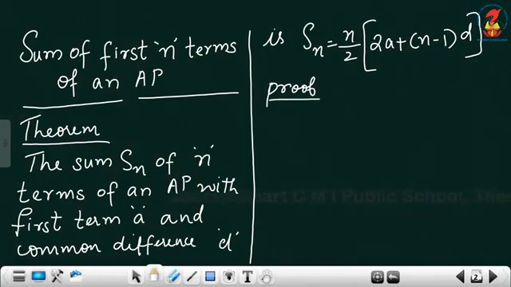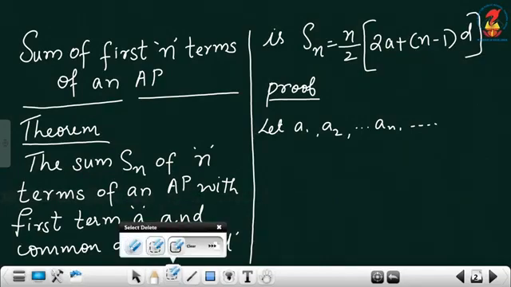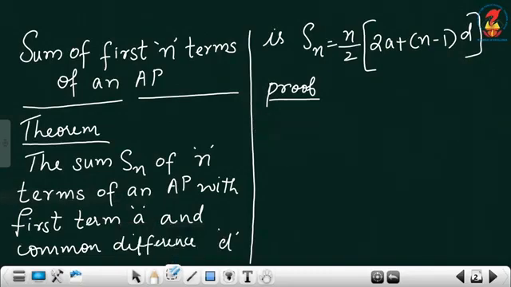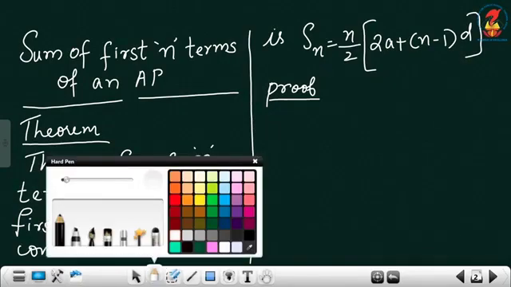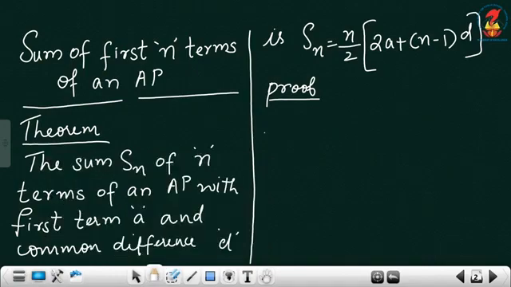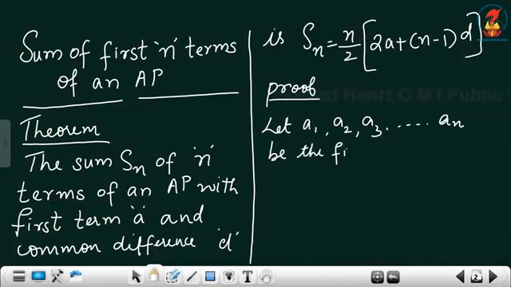We need the proof of this. Let a1, a2, a3, etc., an be the first n terms of an AP.